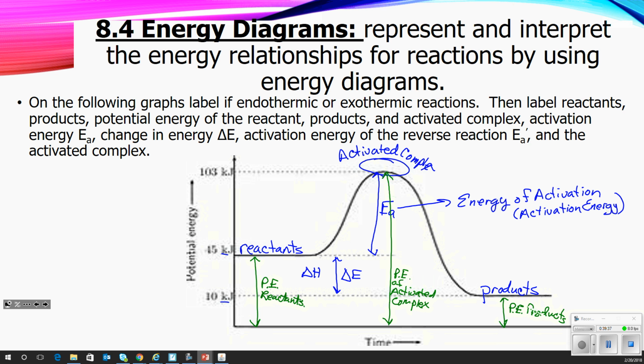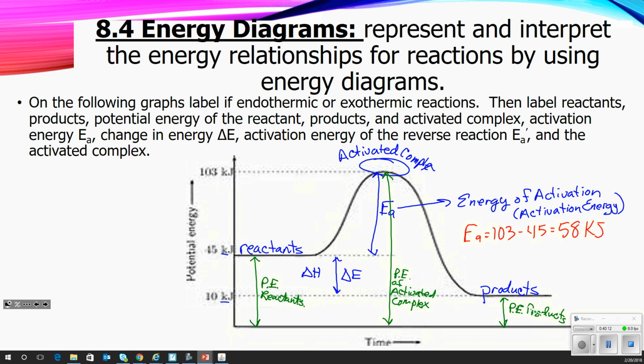If I was to actually ask for what is the actual energy of activation, what would you do? Well, to find the energy of activation, you would take the top number, which was 103, minus where the reactants started, which was 45, and you would get your answer. My brain is not good today, so somebody throw that through the calculator. Should be about 50 something, 60, 58, thank you. And that would be kilojoules.